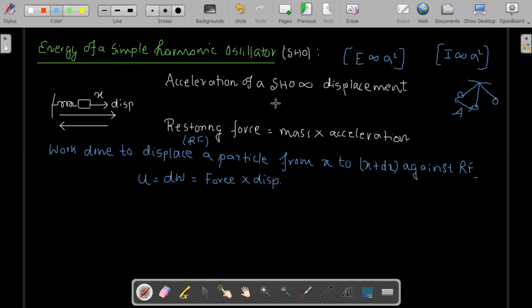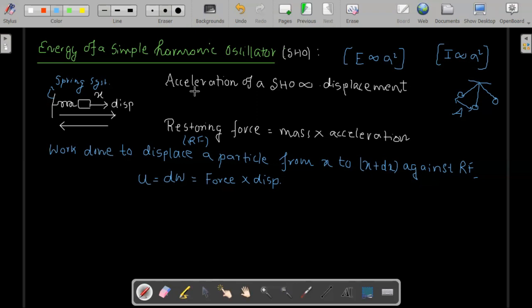The example of a simple harmonic oscillator that we are going to talk about is a spring box system. If you're talking about a spring system, we do have the restoring force acting. Let's say we have a box connected with a spring, and we are pulling it and it gets displaced by a distance x. Now, this will oscillate to and fro, giving simple harmonic motion. Let's find out what energy is stored in this simple harmonic oscillator.